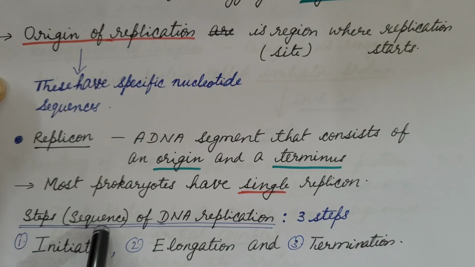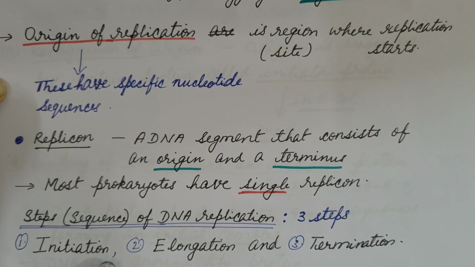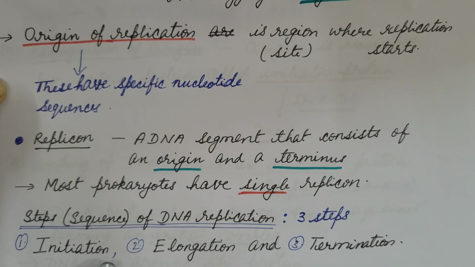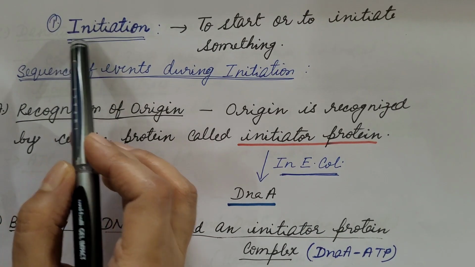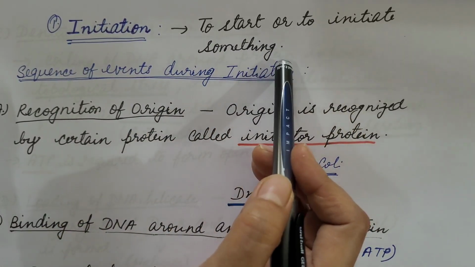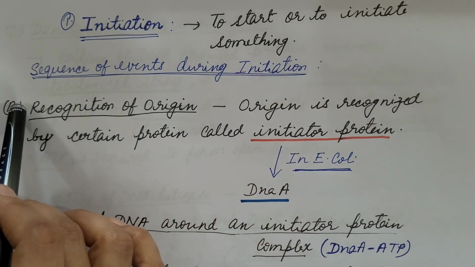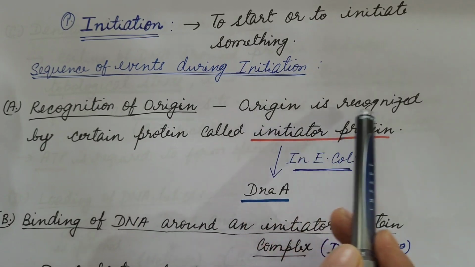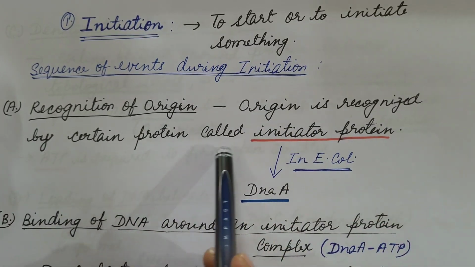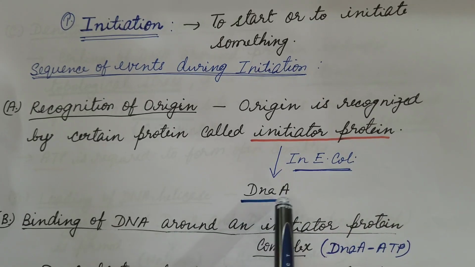There are three steps or sequence of DNA replication: initiation, elongation and termination. In this video, we will discuss initiation of DNA replication in detail. So first of all, what is initiation? It is to start or initiate something. Now the sequence of events that takes place during initiation. First is recognition of the origin. The origin is recognized by a certain protein called the initiator protein. In E. coli, it is DnaA.